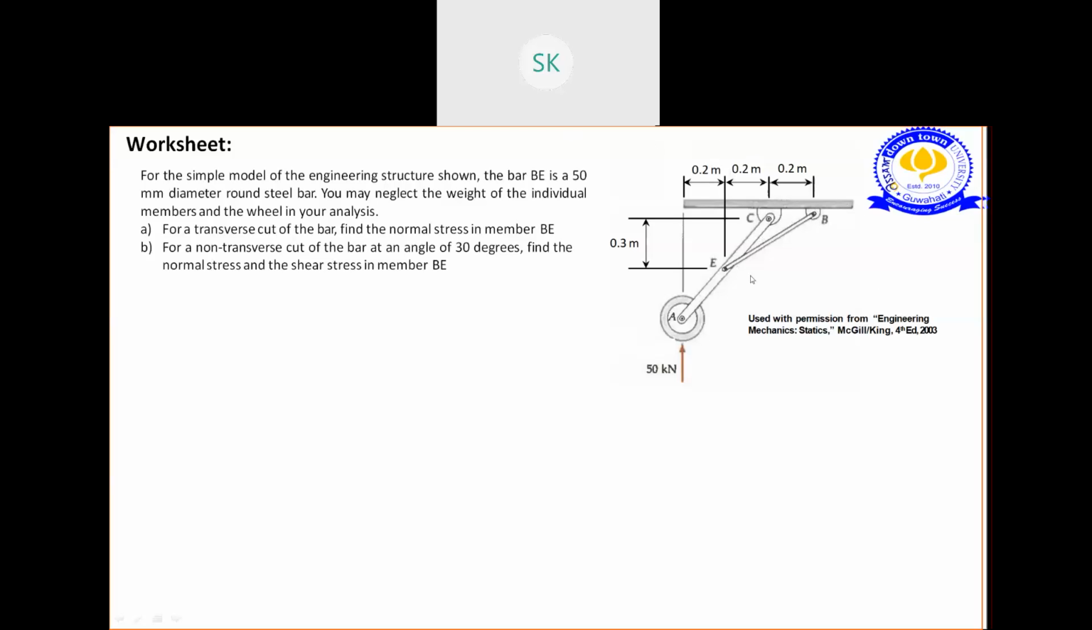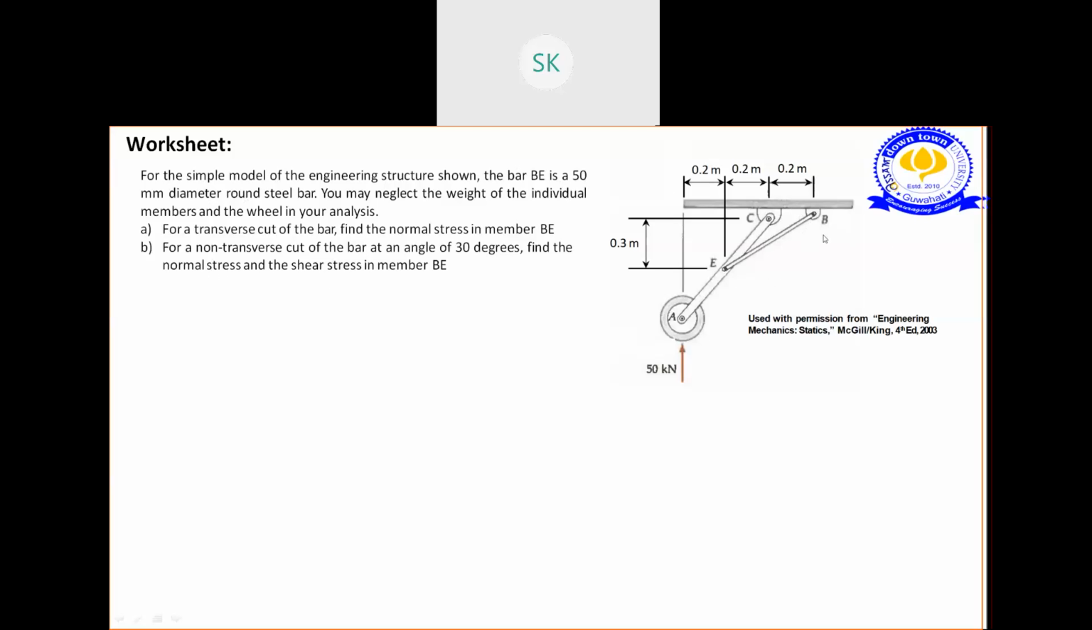Okay, so this is your member BE. For this member, first you have to find out the normal stress for the transverse cut. Again, for the non-transverse cut at an angle of 30 degrees, you have to find out the normal stress and the shear stress in the member BE. The member has a 50 mm diameter.